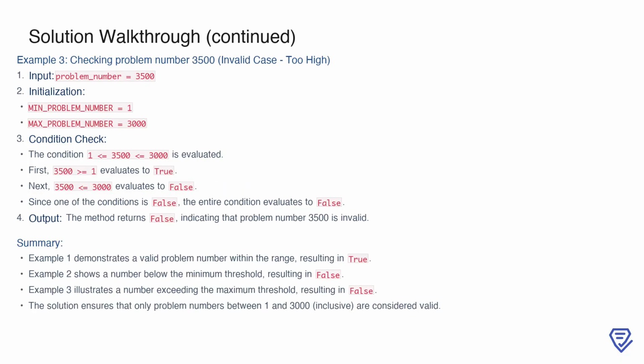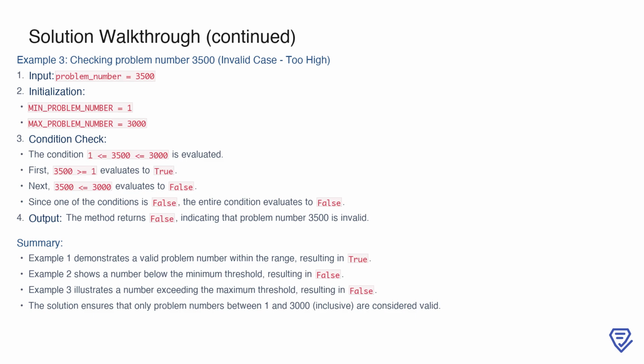In the final example, we examine another invalid case, this time because the problem number exceeds the maximum limit. The input is 3500, and we again initialize the minimum and maximum problem numbers as 1 and 3000. The condition to check validity is evaluated, where we determine if 3500 is greater than or equal to 1 and less than or equal to 3000.